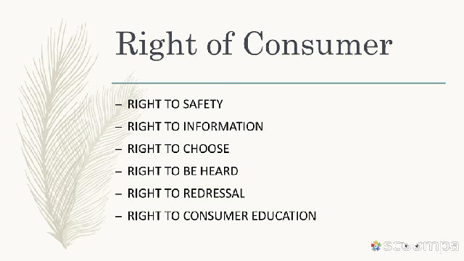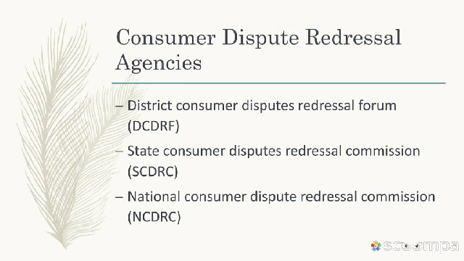Now, consumer dispute redressal agencies. There are three types. District Consumer Dispute Redressal Forum. Second is State Consumer Dispute Redressal Commission. And third is National Consumer Dispute Redressal Commission. Now, the district forum. The district forum consists of a president and two other members. The president can be a retired or working judge of a district court. They are appointed by the state government. Complaints of goods or services worth rupees 20 lakhs or less can be filed in these agencies.